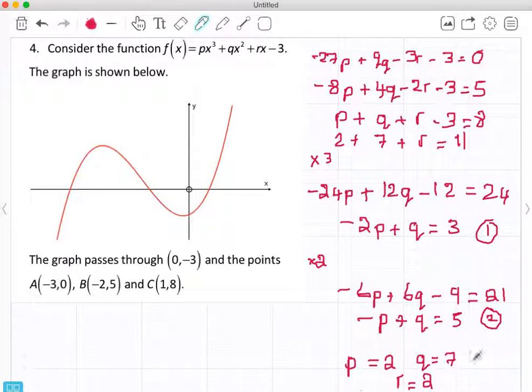So I've solved that without using a calculator. Again, you might need to slow some of the working down, you might need to go over it again, but that's how you solve a 3 by 3 simultaneous equation.